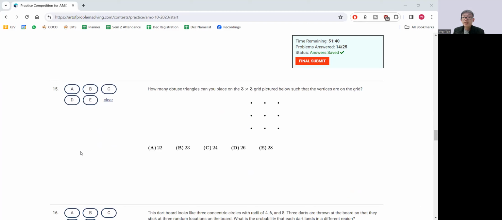Question 15. How many obtuse triangles can you place on the 3 by 3 grid pictured below such that the vertices are on the grid? Don't like this. I just want to get a ballpark, right? So how many choices are there? 9 choose 3 is 84. There are 84 choices.